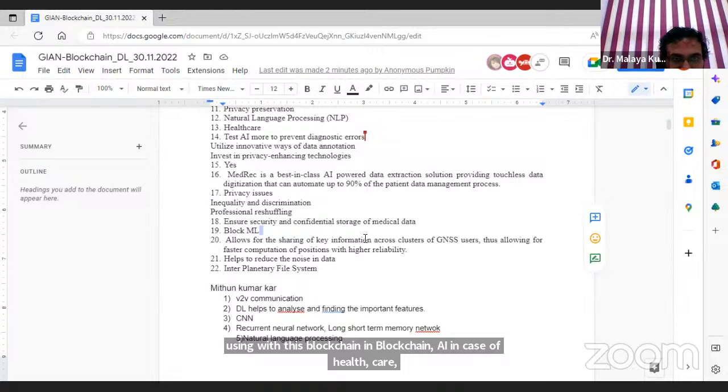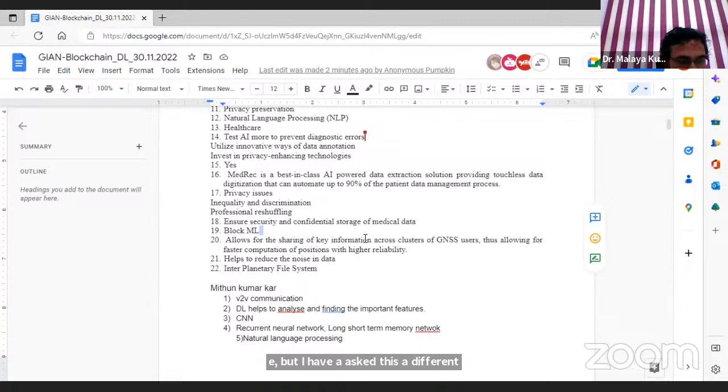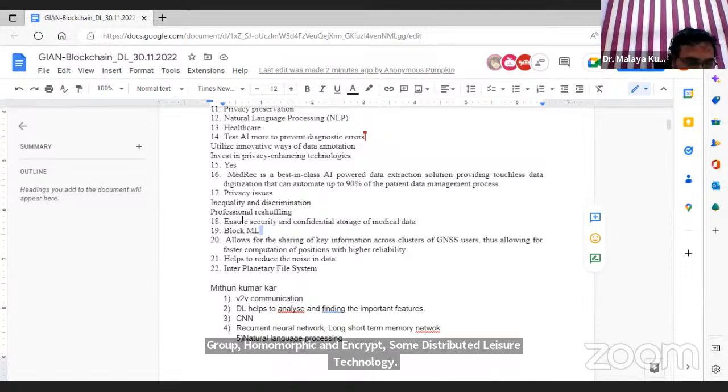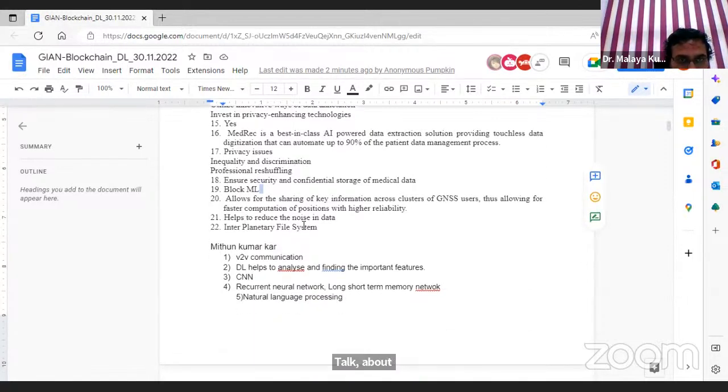I have asked a different question: what are the advancements of using blockchain AI in healthcare? The advancements are quantum blockchain, hyperledger, zero knowledge proof, homomorphic encryption, distributed ledger technology, hashgraph, holochain. These are the things we'll discuss tomorrow when we talk about blockchain in healthcare in more detail.